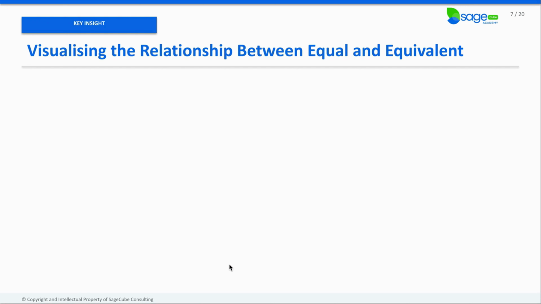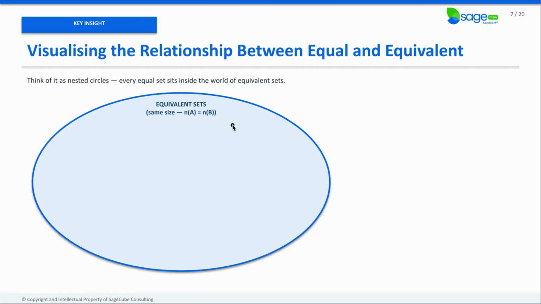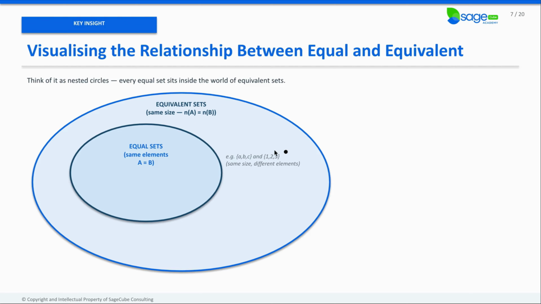Okay, so let's visualize the relationship between equal and equivalent sets. We are going to think of nested circles, okay? Every equal set is going to sit inside the circle of equivalent sets. So for equivalent sets, remember, they have the same size, not the same members. Example, {a, b, c} and {1, 2, 3}. Same size, but different elements inside. Then equal sets have the same elements, okay? A equals B, for example, {1, 2, 3} and {3, 1, 2}. So the elements inside are the same, and their sizes are the same as well.